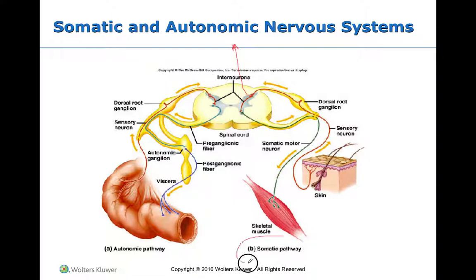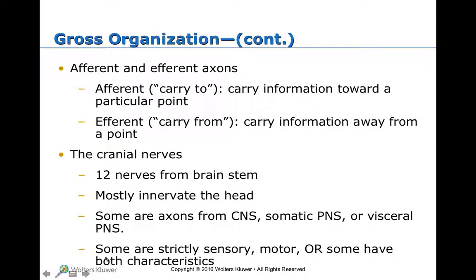Now, the somatic pathway is under voluntary control. The autonomic pathway, as the name suggests, is automatic. It's non-conscious. You're aware that it's happening, but you're not physically controlling its occurrence.